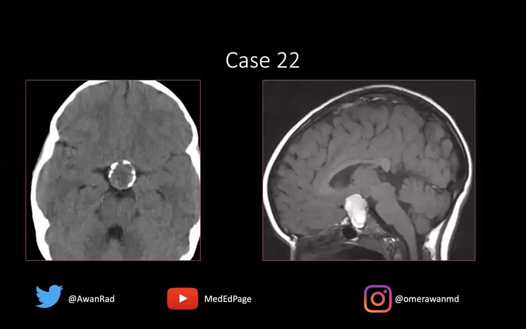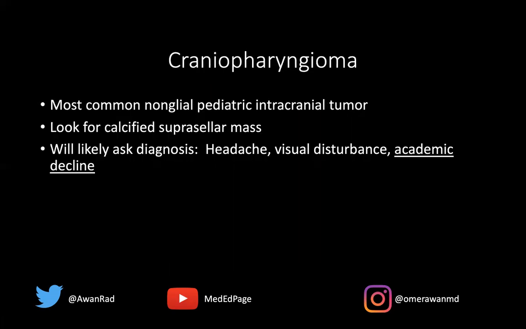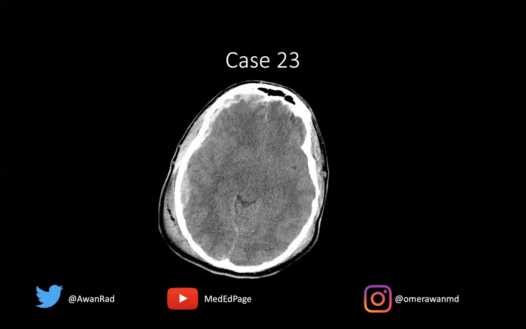Moving on to neuro, we have a CT image of the head, a sagittal MRI image of the head. We have a suprasellar mass that's partially calcified. This is the suprasellar cistern here. It's bright on T2 weighted imaging. This is none other than a craniopharyngioma, the most common non-glial pediatric intracranial tumor. Look for the calcified suprasellar mass, will typically present with headache, visual disturbance, and academic decline. That's an important clue towards a diagnosis. They'll likely be asking, what's the most likely diagnosis? When you see academic decline in a suprasellar mass that's calcified, always think of craniopharyngioma.